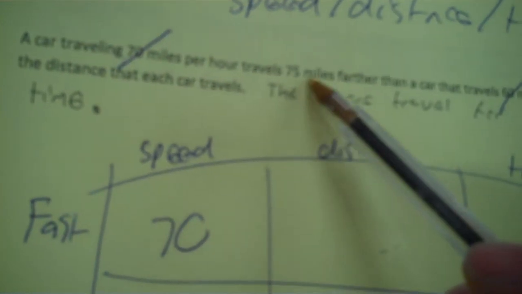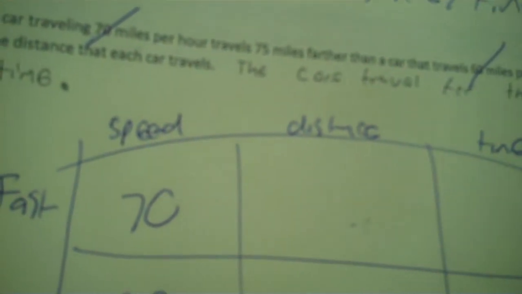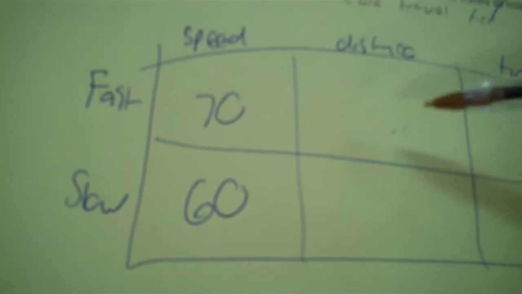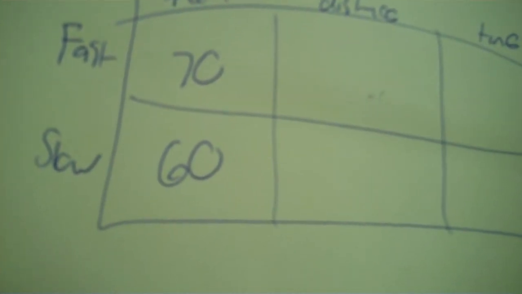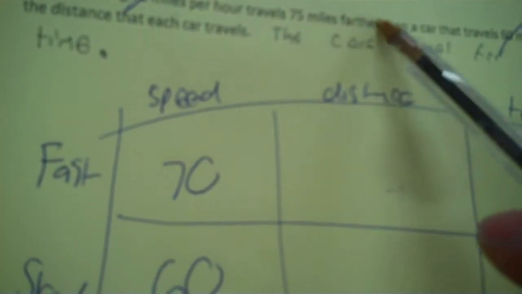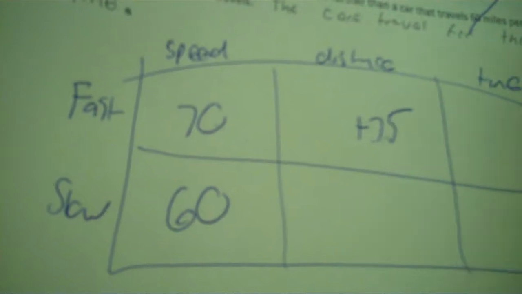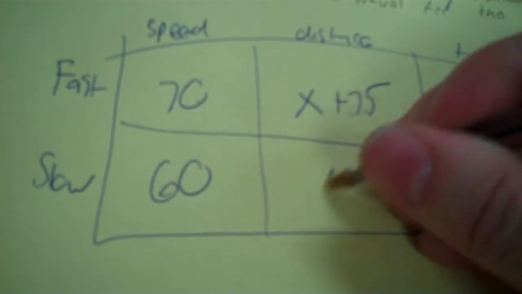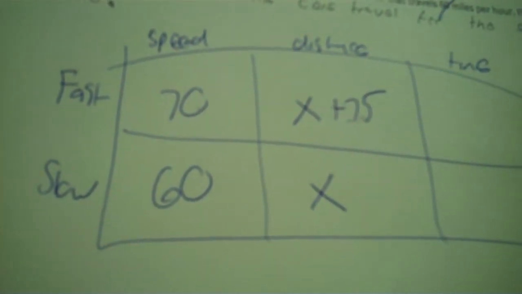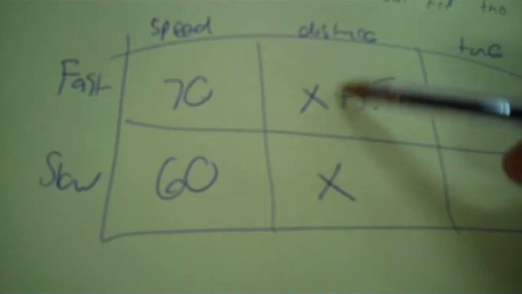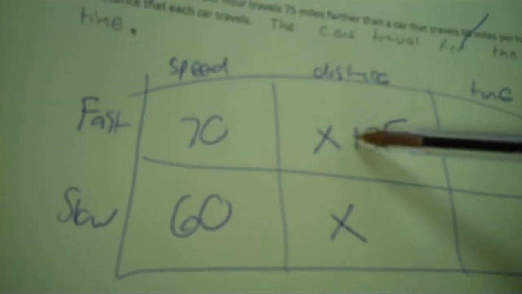The distance. The only thing it tells us about the distance traveled is that one car goes 75 miles farther than the car that goes 60. That doesn't mean you just put 75 in one of them and leave it. 75 miles farther means that faster one goes plus 75. But you don't know what is plus 75, so you put X. And this is just X without the plus 75, because we don't know either. These two things are my answers, but I don't know them. But I know I can add 75 to the fast car.